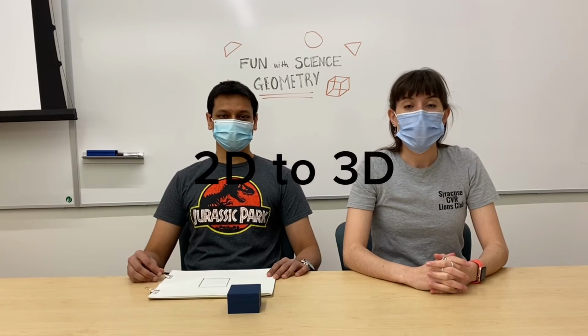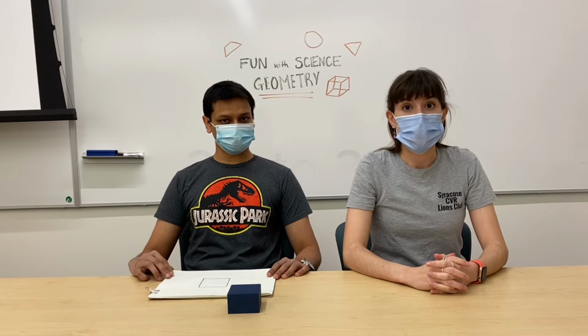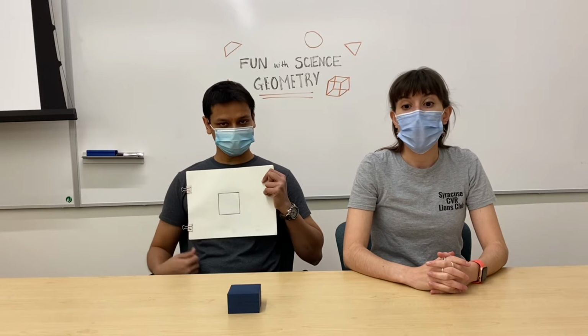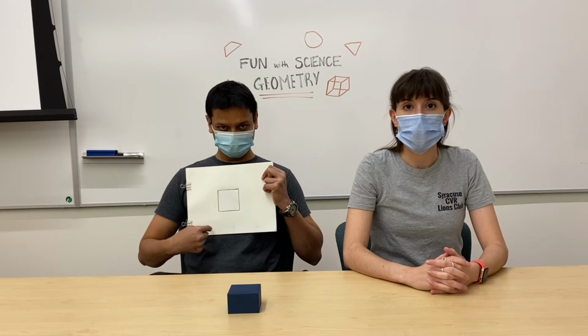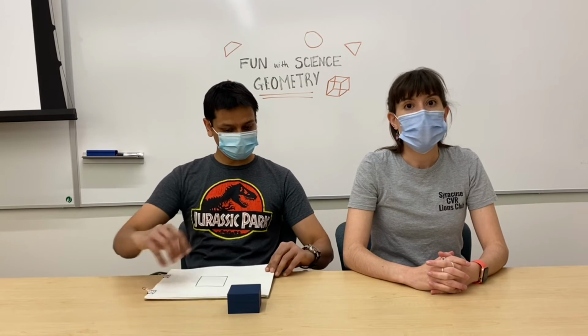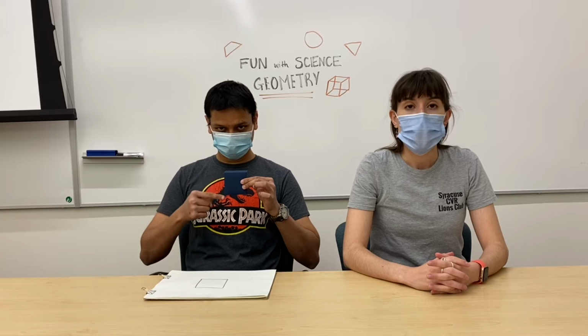For the next project, we'll be learning about 2D and 3D shapes. The D stands for dimensions. Something that has 2 dimensions has only a horizontal and a vertical component. Something that has 3 dimensions still has a horizontal and vertical component, but also has depth.